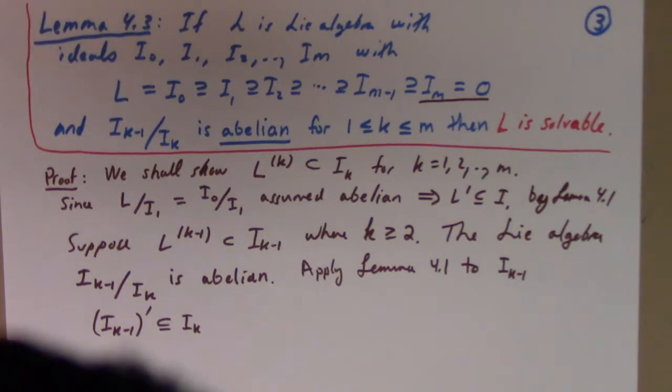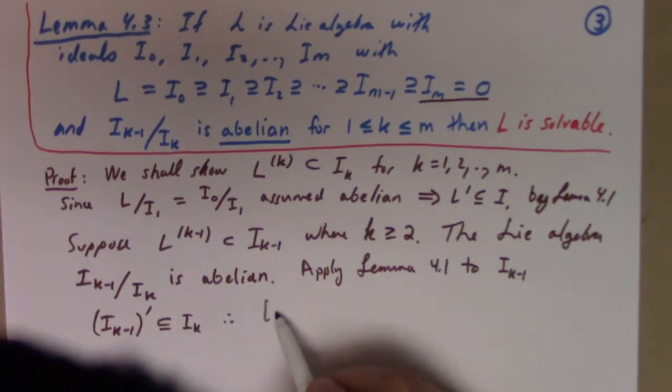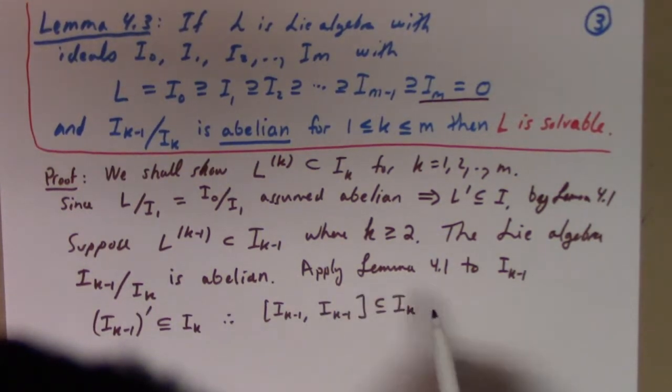Sorry, I'm getting lost here for a second. Let me just write that out again. The I_{k-1}, I don't know if this really adds anything. So we have that. But L_{k-1} is contained in I_{k-1} by our induction hypothesis. So I guess he's just going back to the induction hypothesis and writing it out again.